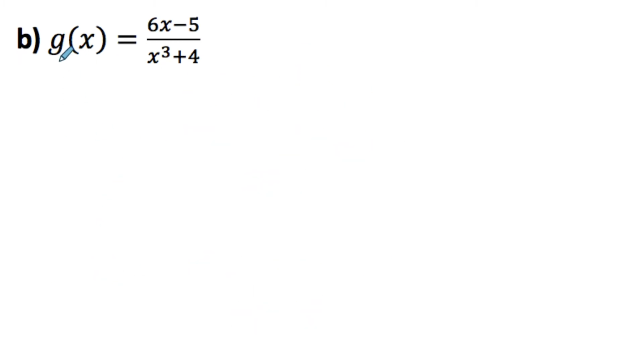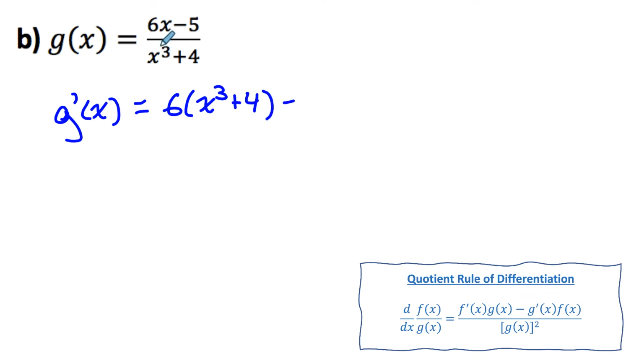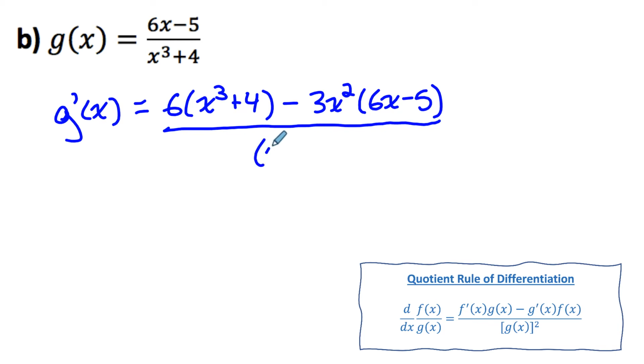Let's try a couple more examples. Let's find the derivative of this g of x function. And this g of x function is a quotient of two functions, so we can do quotient rule. So if I want to do the derivative of g of x, I would do the derivative of the top. So the derivative of 6x minus 5 is 6. Multiply that by the bottom, minus the derivative of the bottom, which is 3x squared, times the top. And this all needs to be divided by the bottom function, x cubed plus 4, squared.